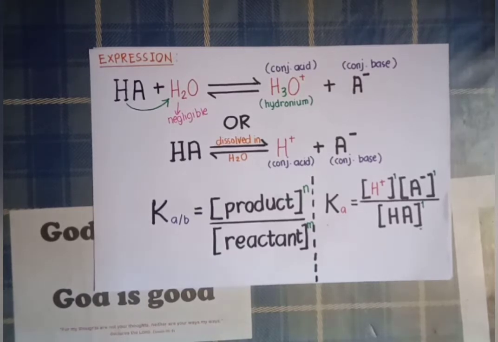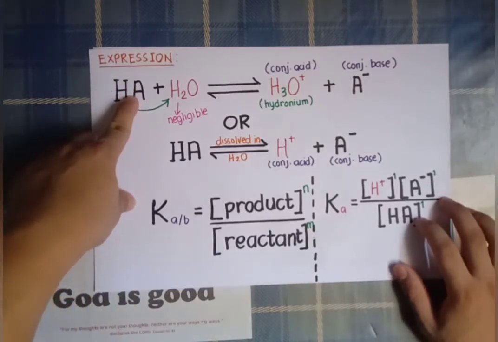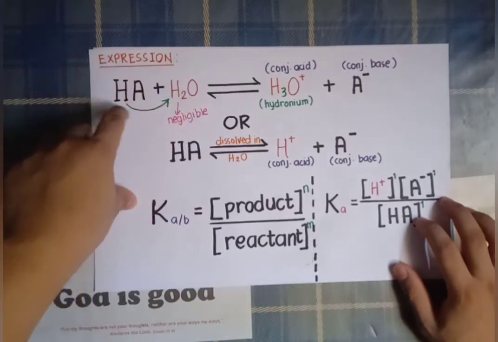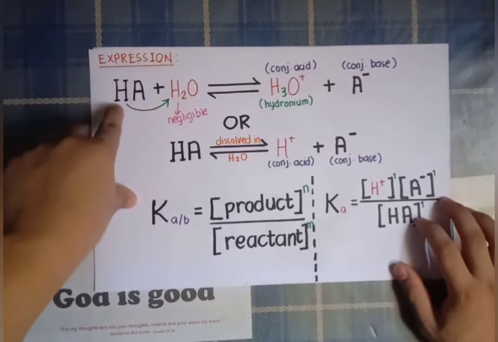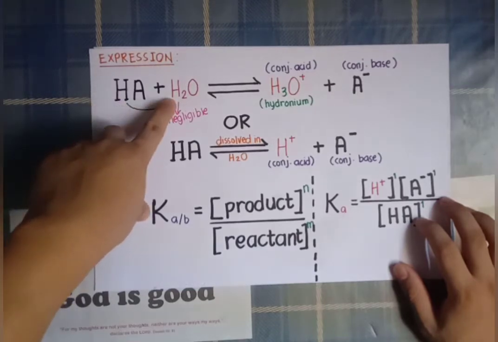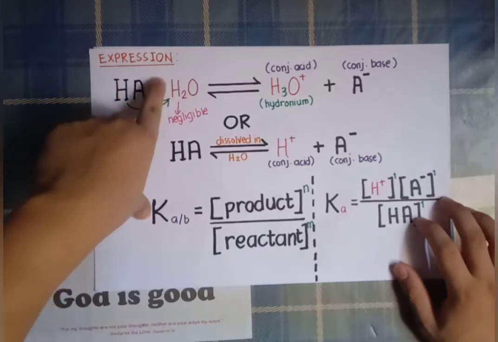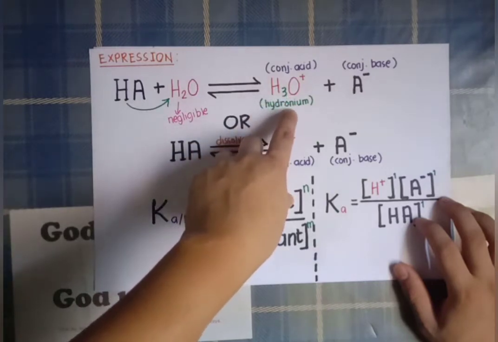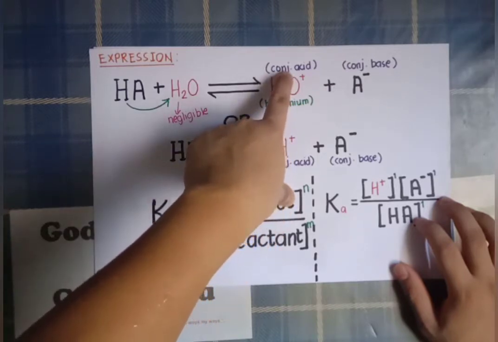Now let's have an example. Let's say, for example, a hypothetical acid HA is dissolved in water, H2O. Because HA is our acid here, water will now act as a base. And as an acid, this HA will donate hydrogen to the water, and it will turn the water into H3O positive, which is read as hydronium ion. Now this hydronium ion is our conjugate acid here because it actually came from a base.